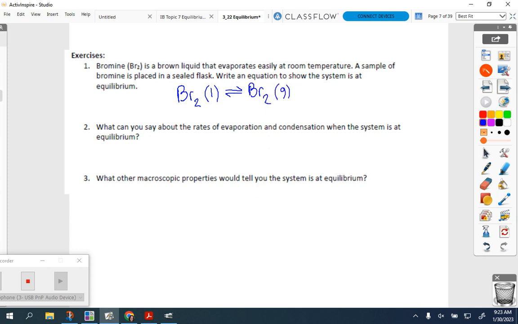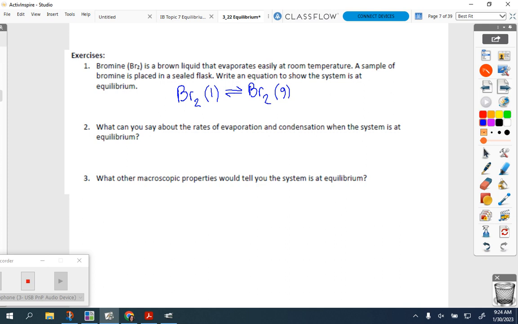Great. So Ava has drawn our answer to number 1. Again, they might give it to you in this question in the study guide that it's Br2, but in a paper 2 question, as this might be the first part of a multi-part question, they might not tell you that it's Br2, and they might just say bromine liquid. A sample of bromine liquid is placed in a sealed flask, and you would have to know that bromine is one of our diatomic elements, one of the 7 diatomic elements.